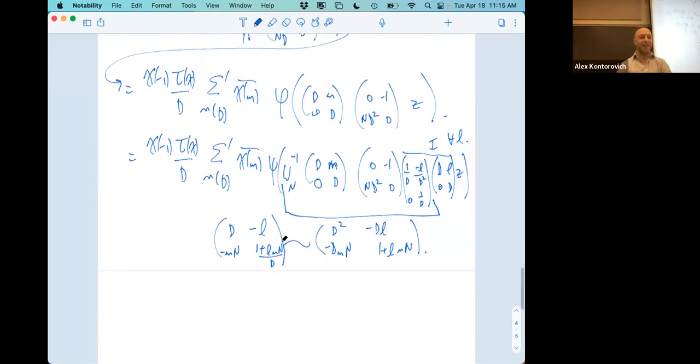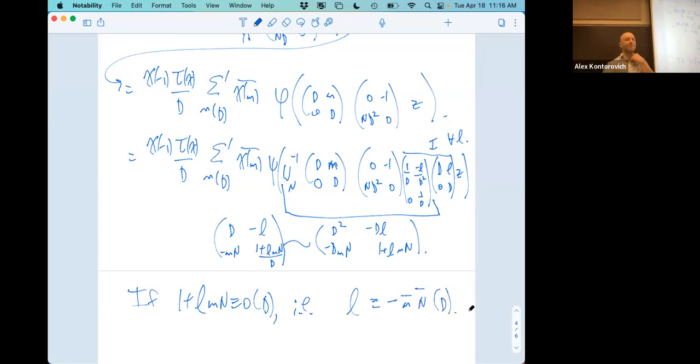Otherwise this is not an integer matrix. So if L, what do I want from L? 1 plus Lmn is 0 mod D, i.e., I'll move the 1 to the other side with a minus sign. M is relatively prime to D, so I can put an M bar. N is relatively prime to D, so I can put an N bar. Yes, so this is exactly the L I want to put here.